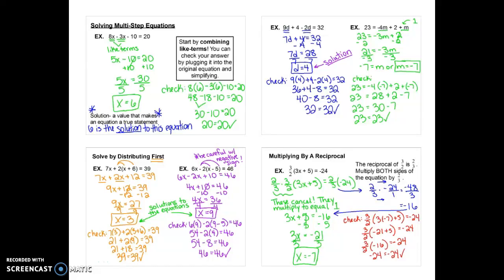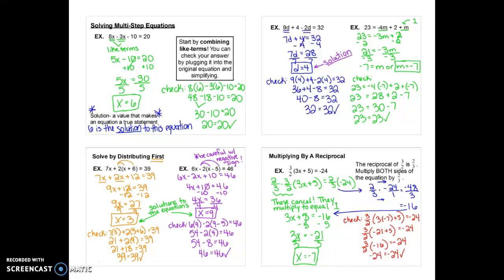Okay, these notes are solving multi-step equations. Just like the previous section, the name is there for a reason. These are multi-step because they're going to take you a few steps to get them solved. Each one is going to be different depending on the original equation you were given.